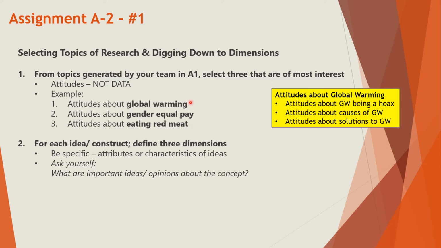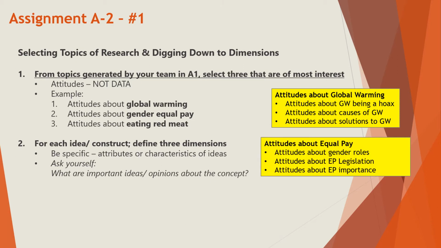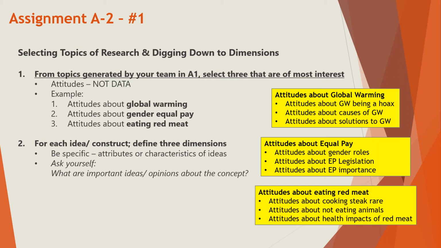You're going to break down each of these initial constructs into more specific things. And you want to be as specific as possible here. And again, thinking about what are the important opinions. When we looked at equal pay, we thought that people's attitudes about gender roles, traditional gender roles, could be important here and could be interesting. We also thought there's a lot of attitudes and opinions about whether this should be legislated or market driven. And then there's even attitudes about, is this even important? And so those are the 3 that we came up with to bring more focus to our research and our ideas.